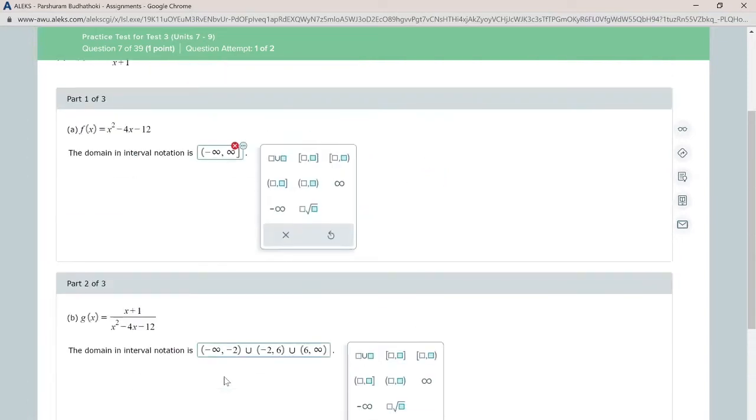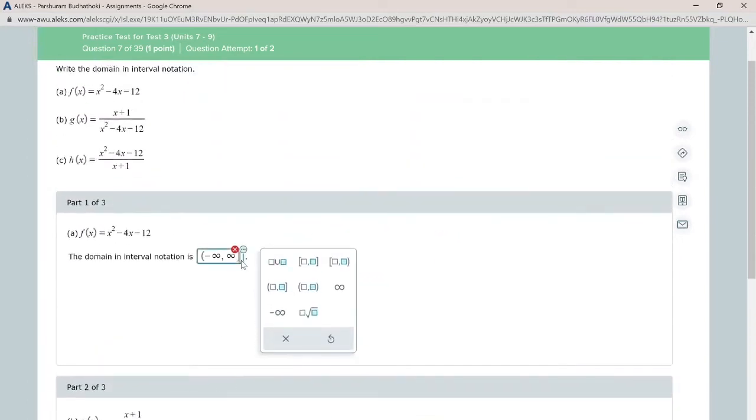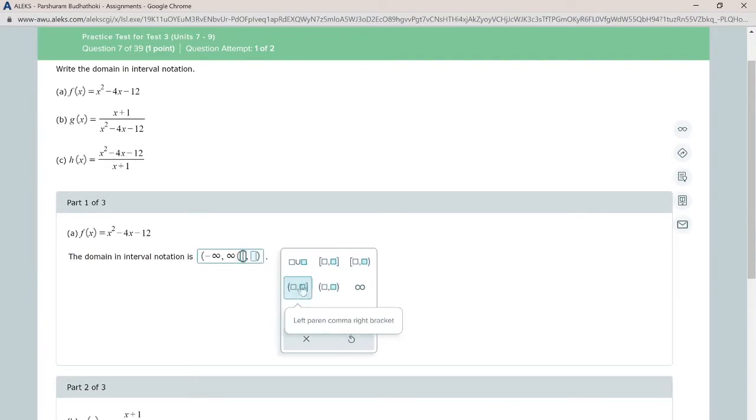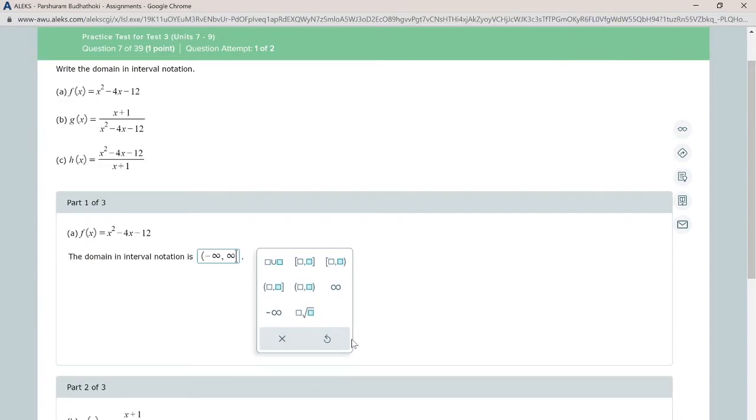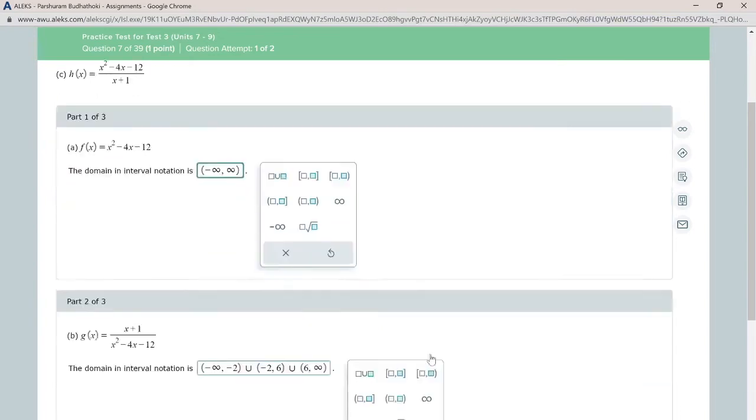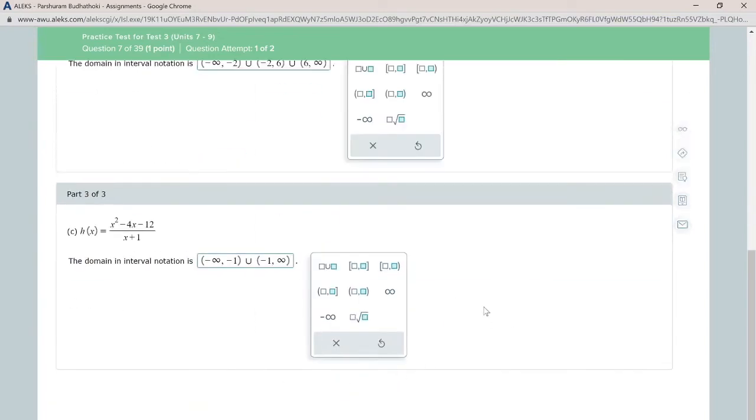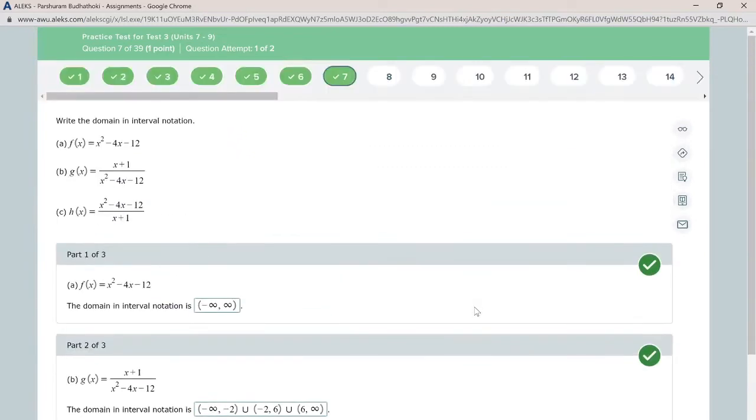What happened? Did I do something wrong? Here I used the bracket sign. It's not supposed to be the bracket sign, it's supposed to be parenthesis. So that is the mistake I made. I need to make it parenthesis. So now recheck it. Now it's all good.